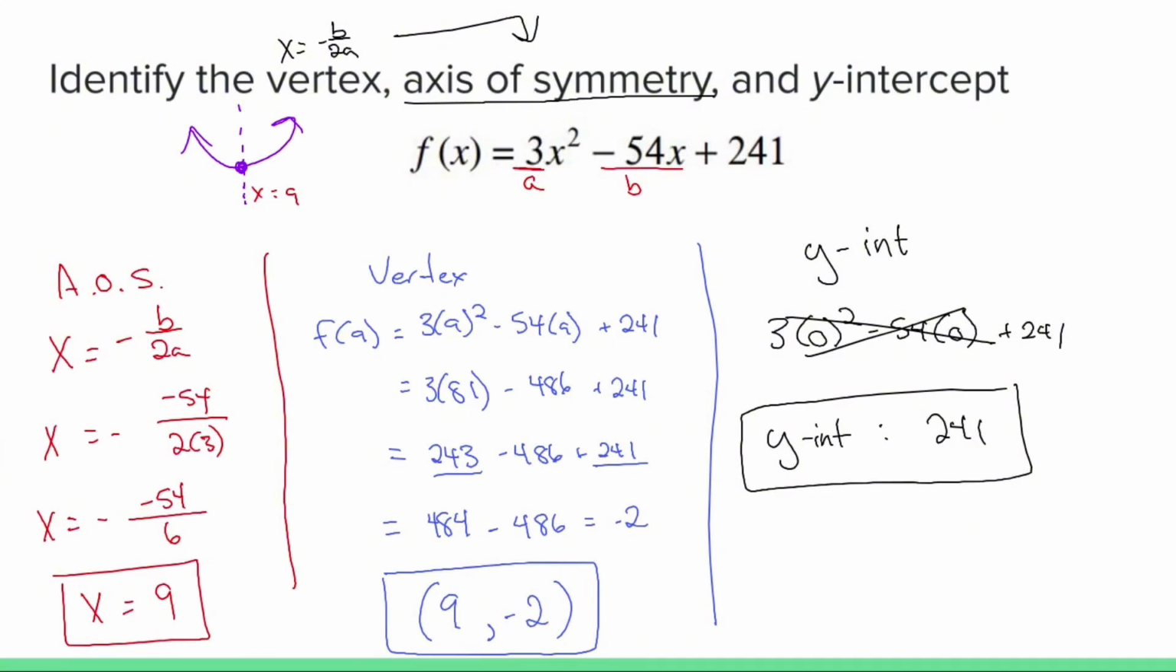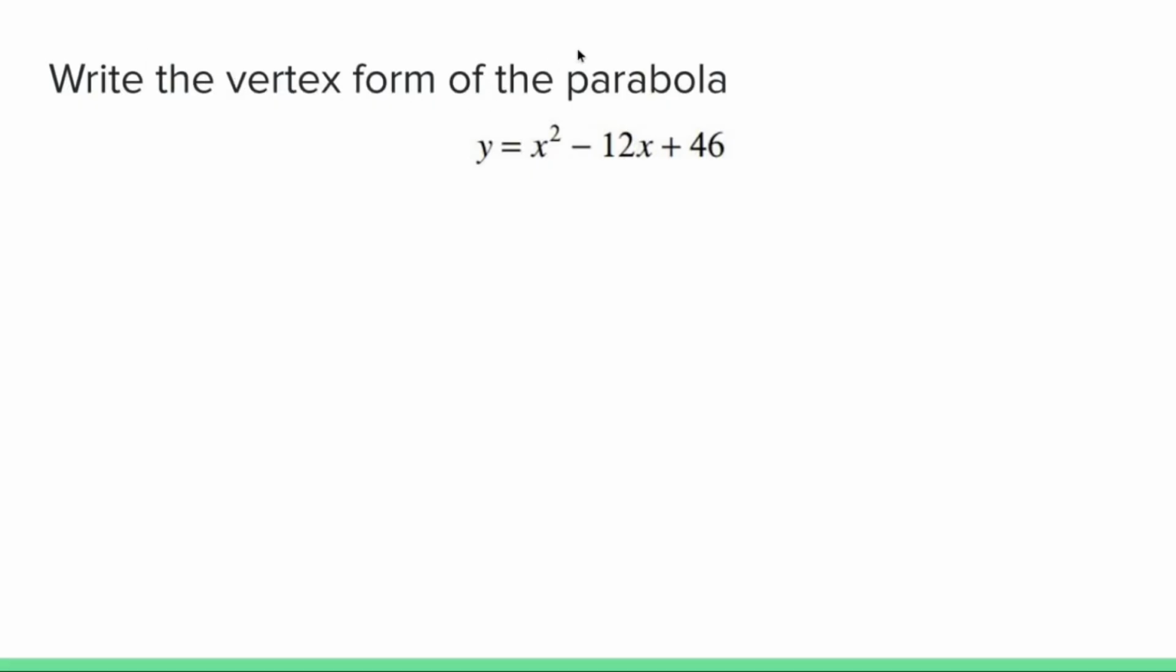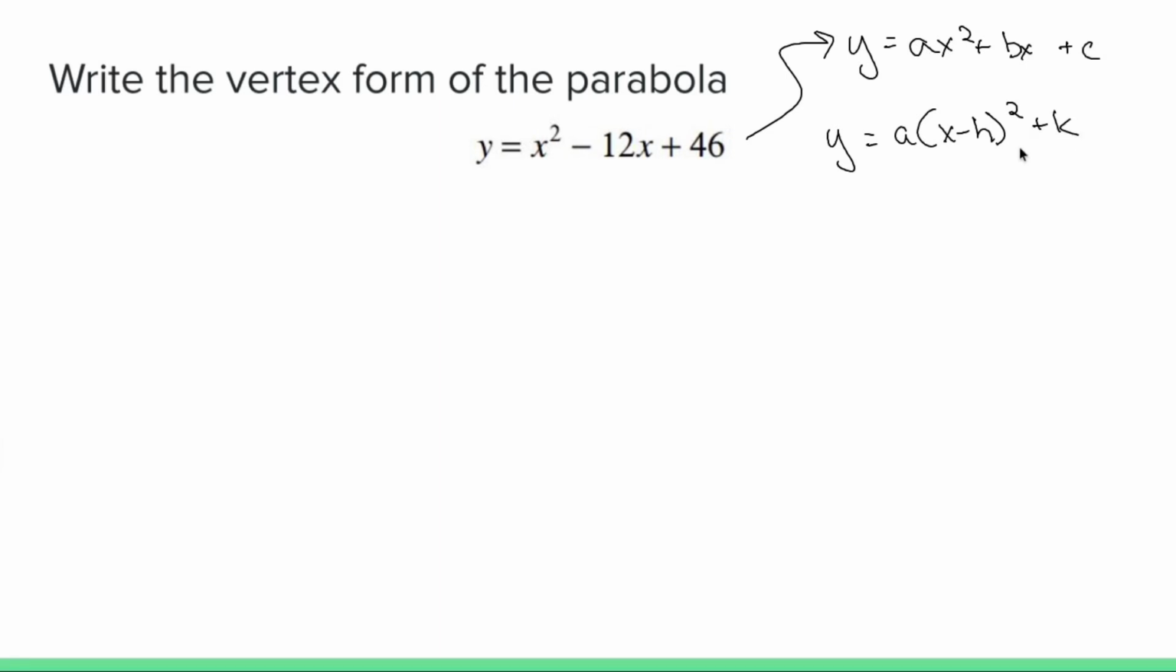Write the vertex form of the parabola y equals x squared minus 12x plus 46. This guy is called standard form. Standard form is y equals ax squared plus bx plus c. Vertex form is y equals a times the quantity x minus h squared plus k. These a's are the same a's. H and k is going to be your vertex.